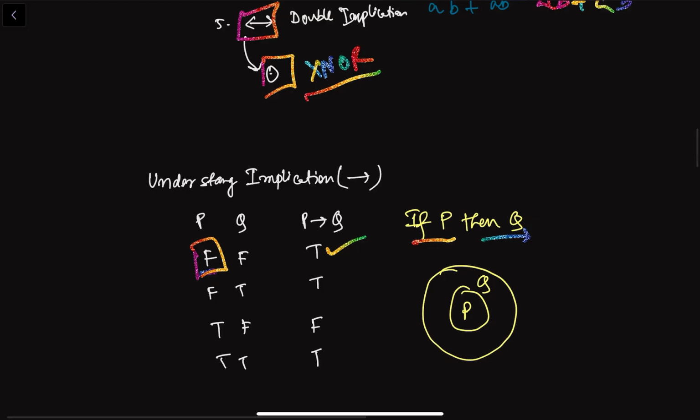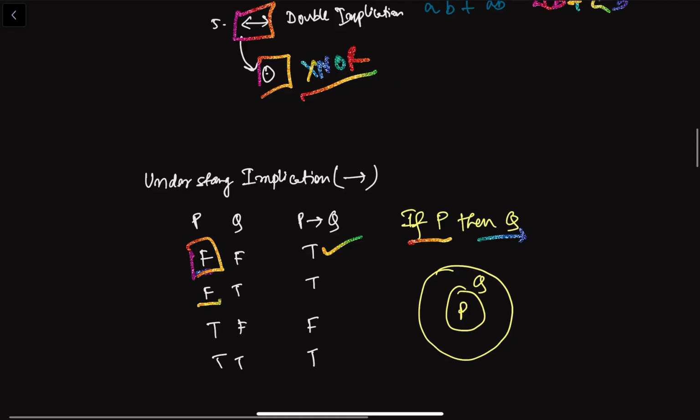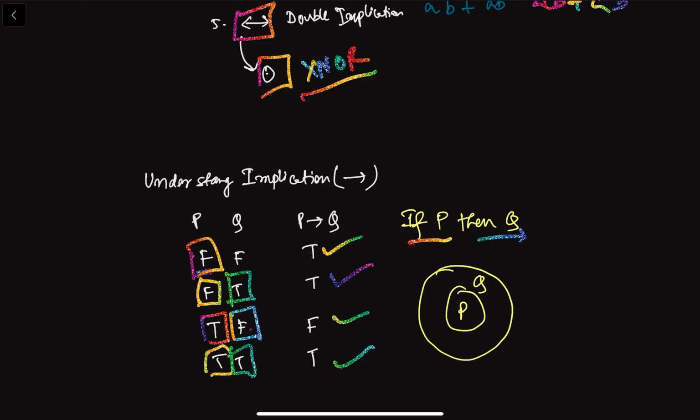Similarly, if P is not true, then the result is true, so that's the reason we write true. Now here we see P is true, then Q has to be true. But since Q is false here, we will write false here. Now if P is true, then Q has to be true, like this. In these two examples, let me again go through it.